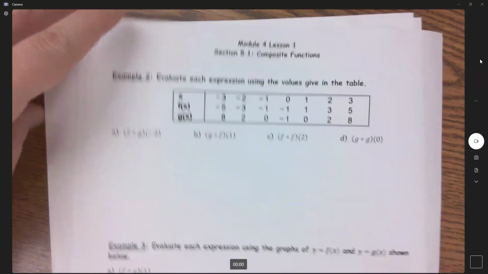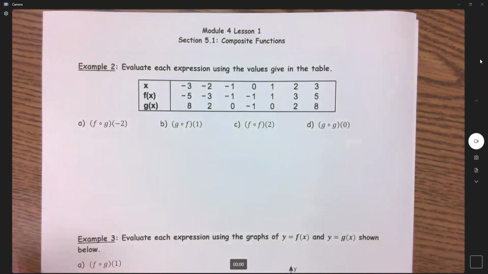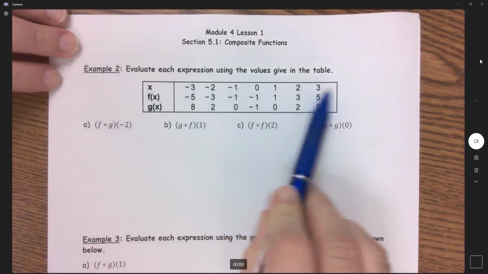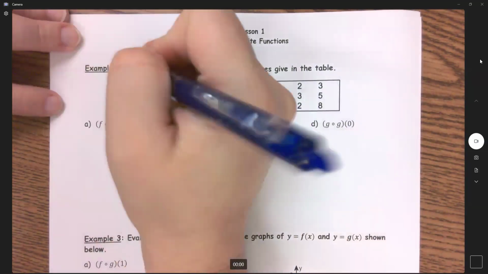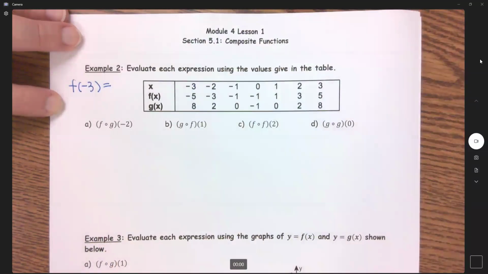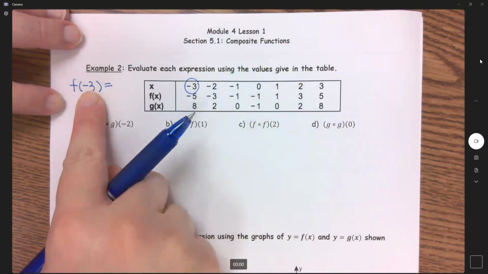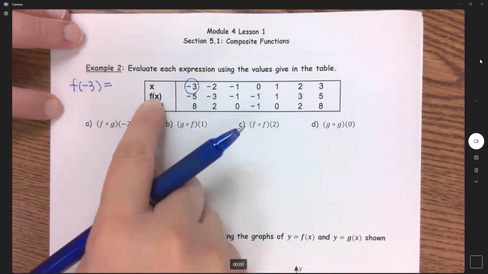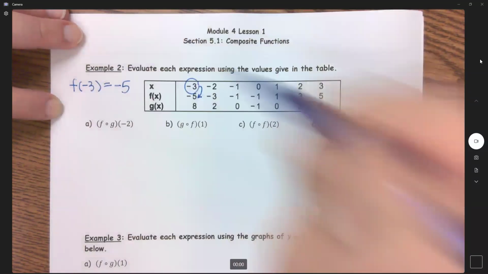If you can read this table, this is actually easier because there's no substituting in and evaluating. They're telling you every bit of information here. So to help you understand this table, we have our x values here, our f of x values here, and our g of x values here. So if they wanted f of -3, we would go to our x. Our x is -3. And because I want f of -3, I'm going to go to my f of x. So I would go right here down below. And so that equals -5.